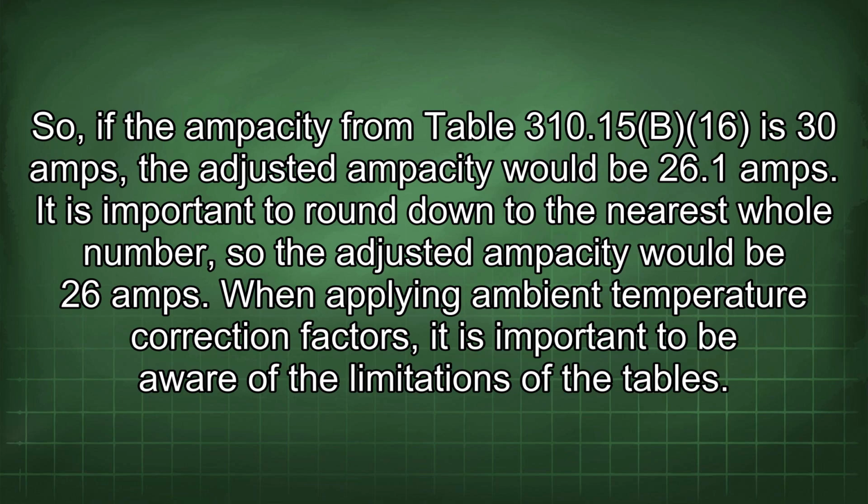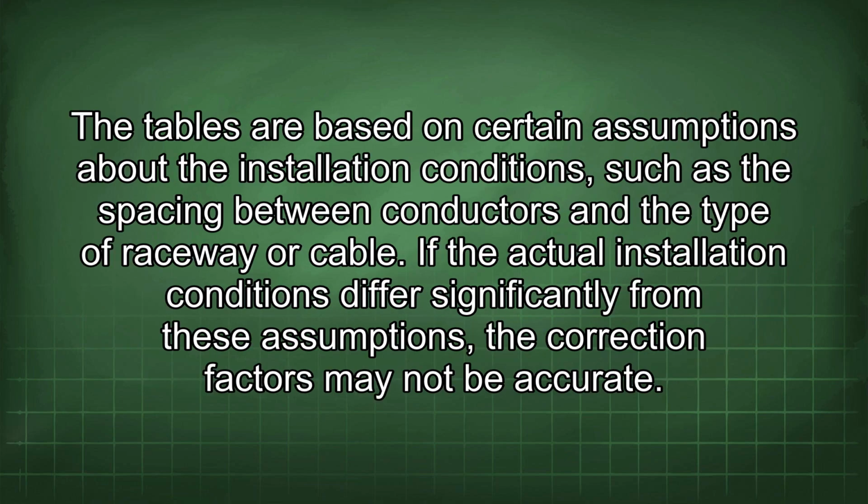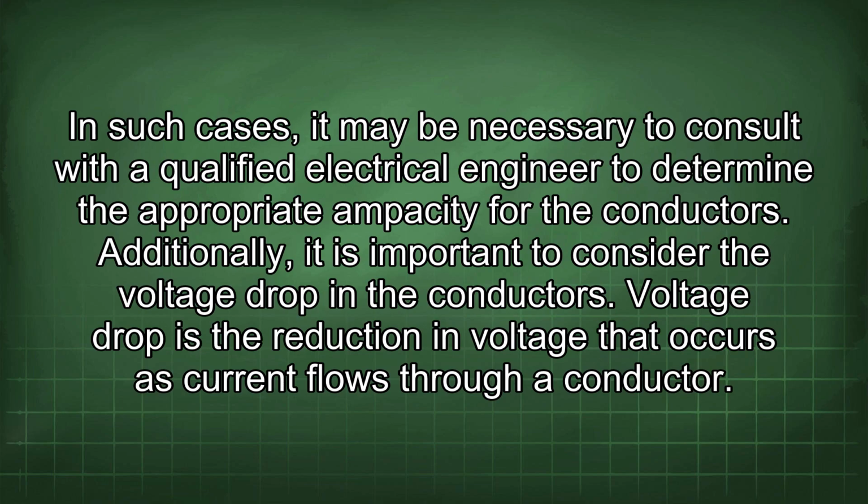When applying ambient temperature correction factors, it is important to be aware of the limitations of the tables. The tables are based on certain assumptions about the installation conditions, such as the spacing between conductors and the type of raceway or cable. If the actual installation conditions differ significantly from these assumptions, the correction factors may not be accurate. In such cases, it may be necessary to consult with a qualified electrical engineer to determine the appropriate ampacity for the conductors. Additionally, it is important to consider the voltage drop in the conductors.